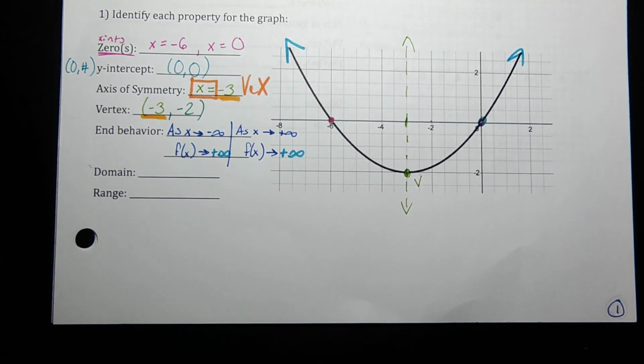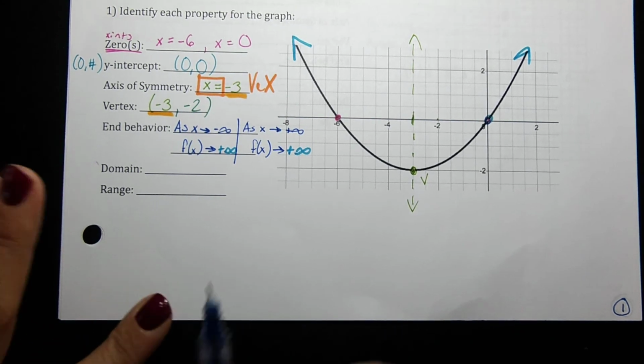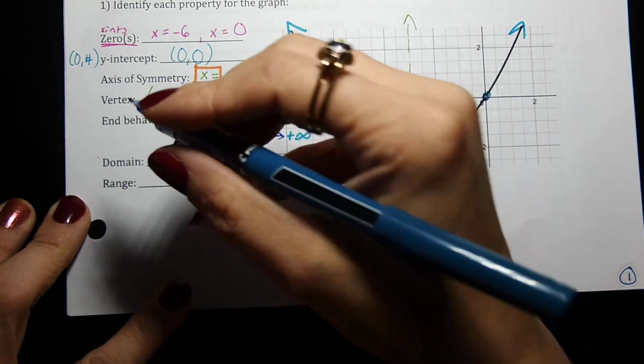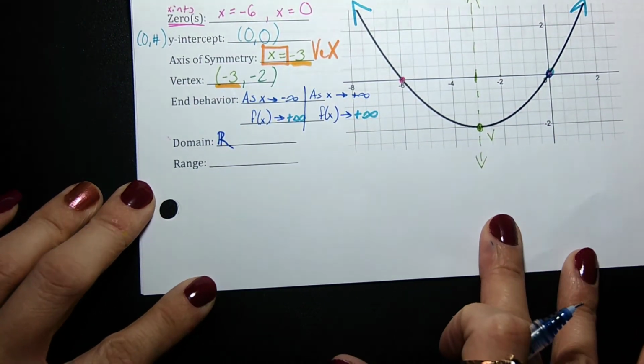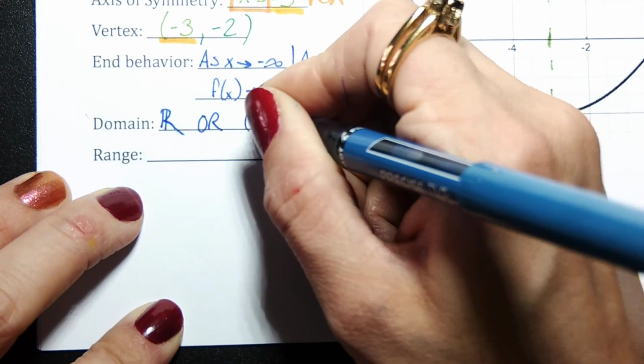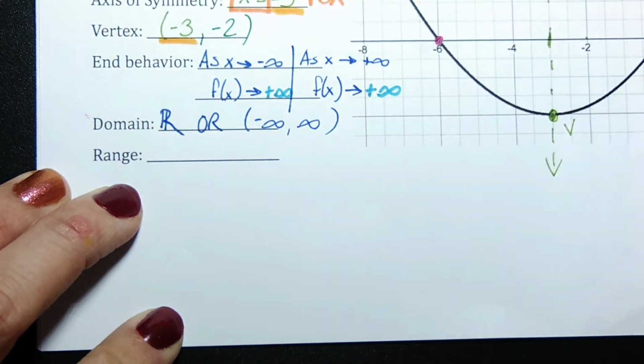What's the domain of this graph? What x values are going to get covered? Our graph goes all the way left and all the way right. Those arrows are going to keep going upward and outward. So my domain is all real numbers. So remember, you can either use the two-line fancy R notation, or what's the other way you can write it? Interval notation. So negative infinity to infinity.